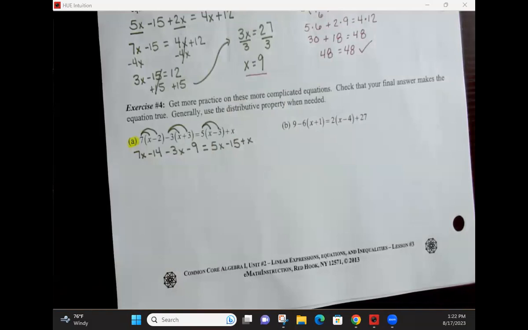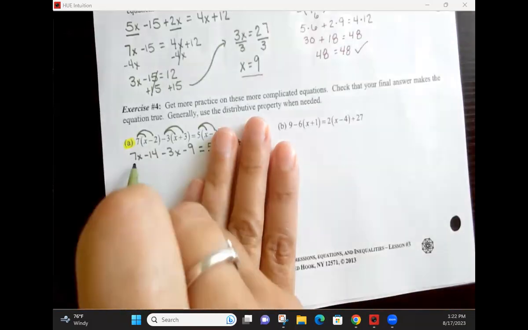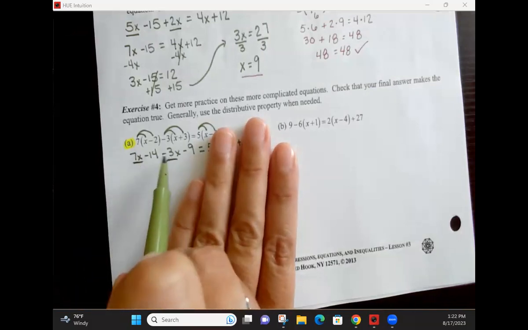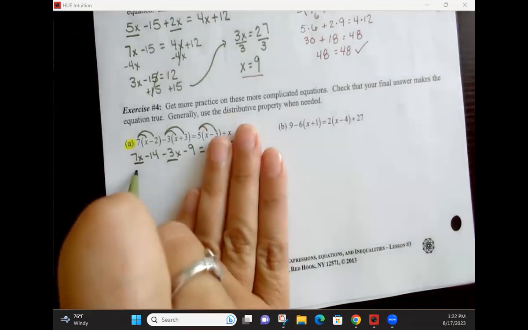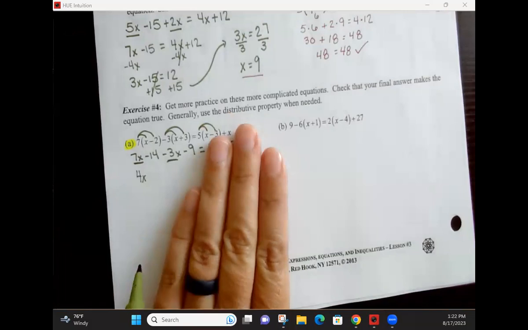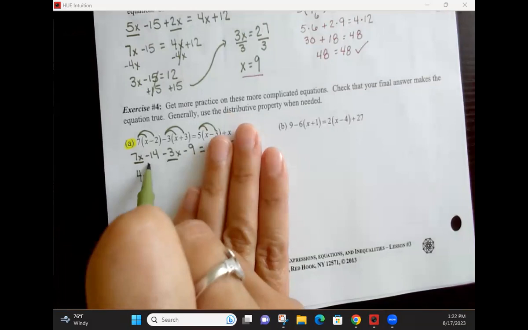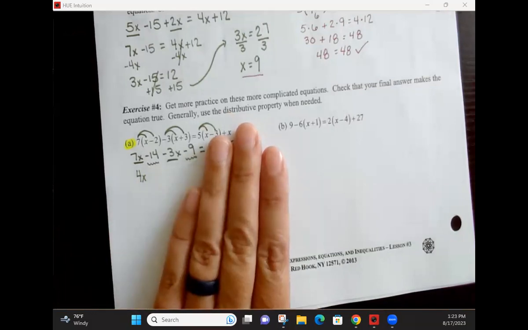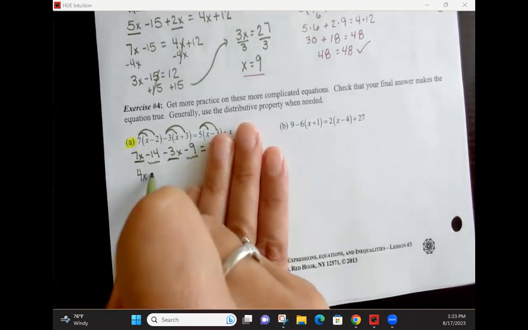Now we've got to get all our x's together. I'm going to clean up each side, just like we did for our last problem. On the left-hand side, I've got 2x terms. 7x minus 3x, they're split apart right now. I'm going to combine them. 7x minus 3x is 4x. And then my constant terms are also split apart. So I've got negative 14 minus 9. What would I get there? Negative 23. Very good.